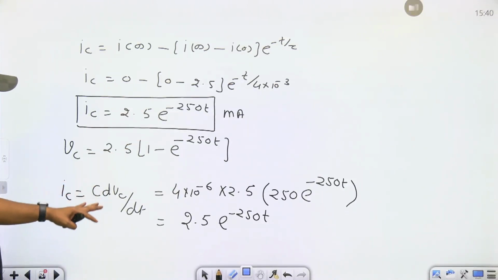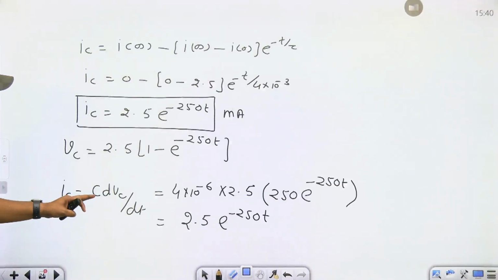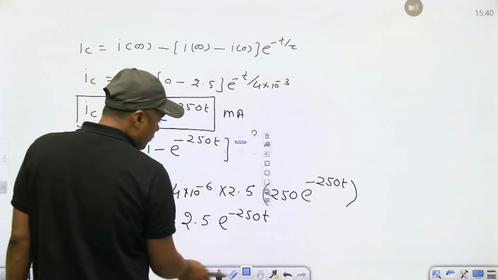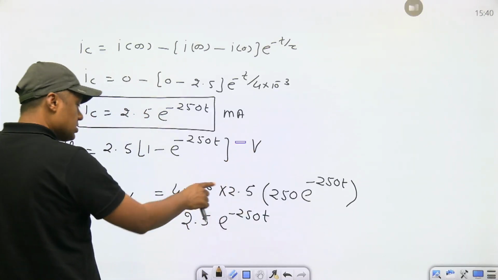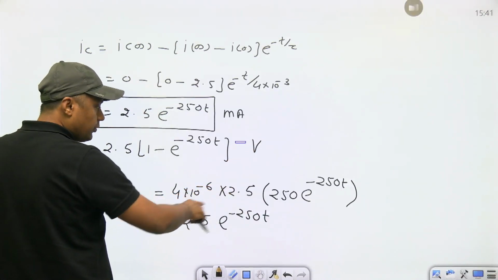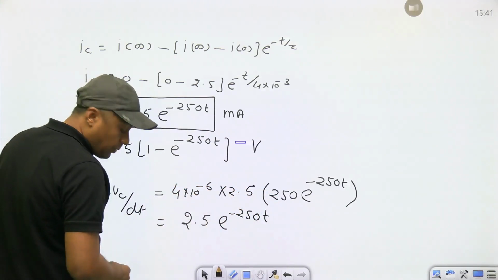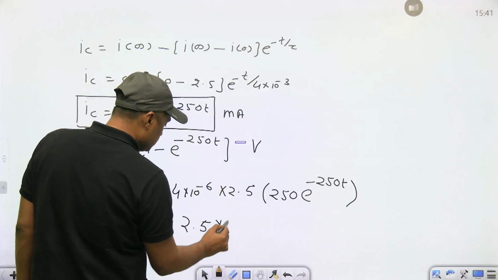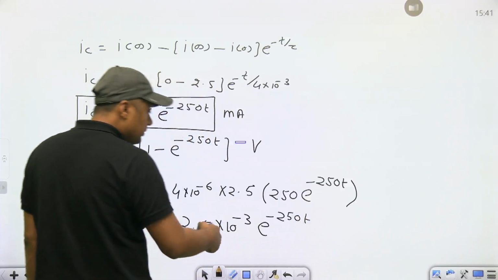Then C dVc by dt means, what is the value of the C here? 4 microfarad. So you will write the 4 microfarad means 4 into 10 raised to power minus 6 into, that is in volt. Okay, right now this is because it is in volt. So 2.5, this is perfect. 2.5 into 4, you multiply with the 250, you will find 2.5 e raised to power minus 250 into 10 raised to power minus 3 (250t). Perfect. This is in ampere.